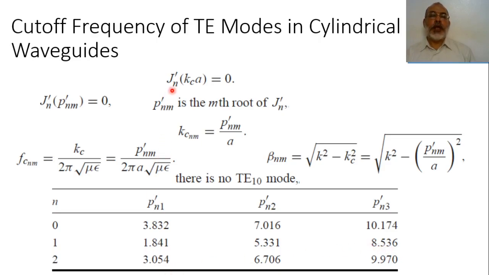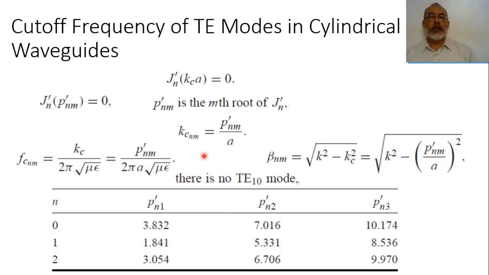In a similar way, for J2 dash, the Bessel function of order 2, the first derivative has a first root at 3.053, the second root at 6.706, and the third root at 9.970. So these are the mth roots for Jn dash for different n's, and m here is 1, 2, and 3.